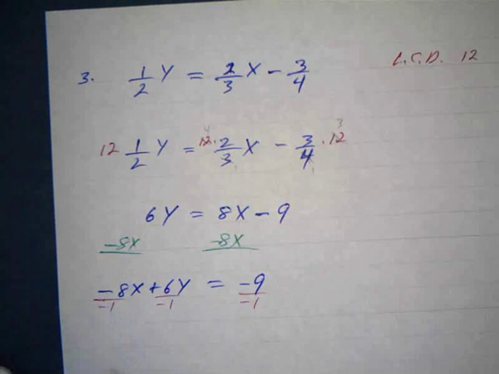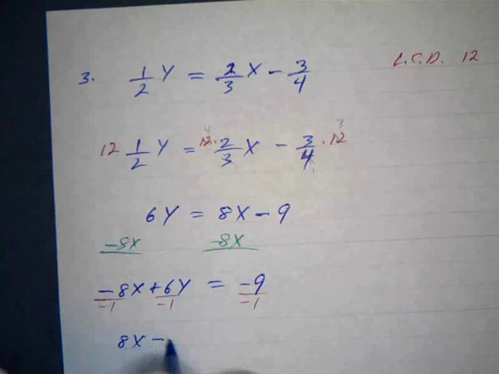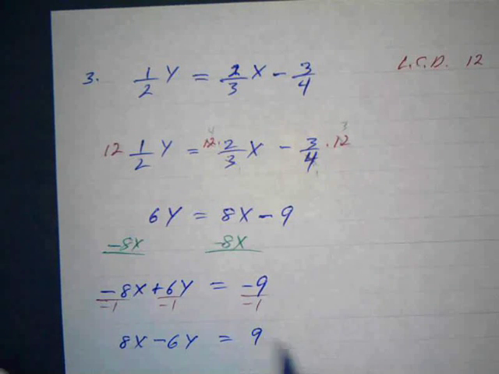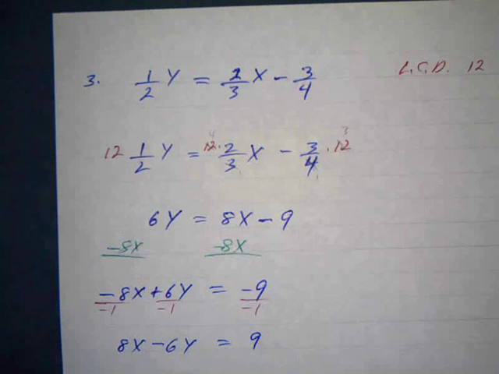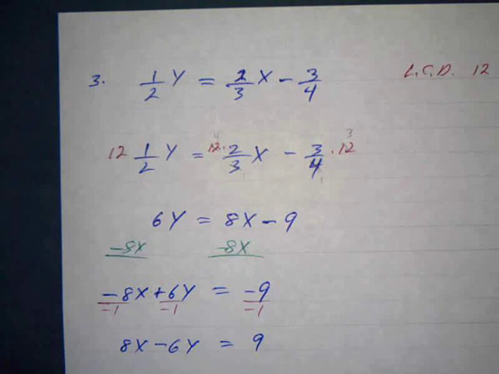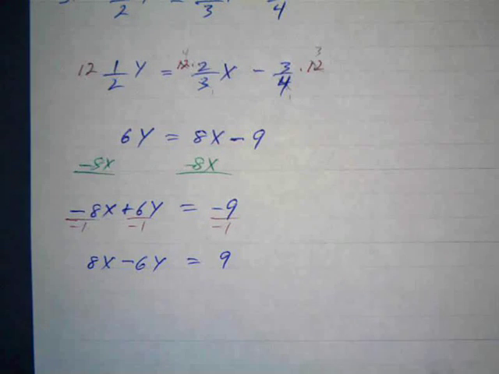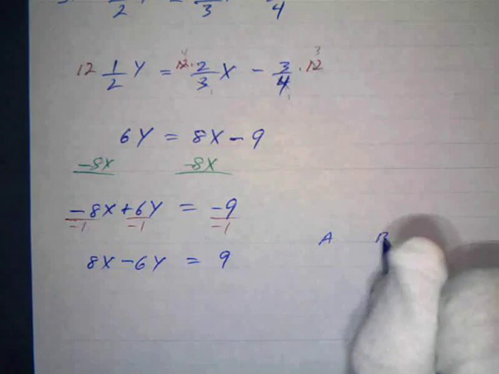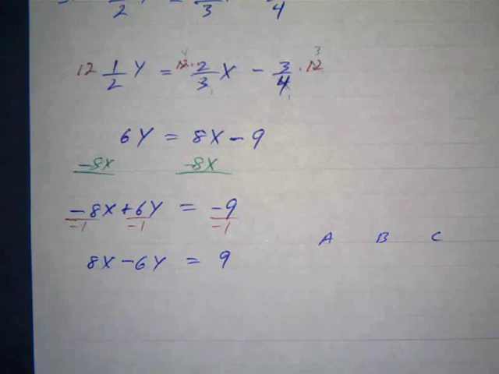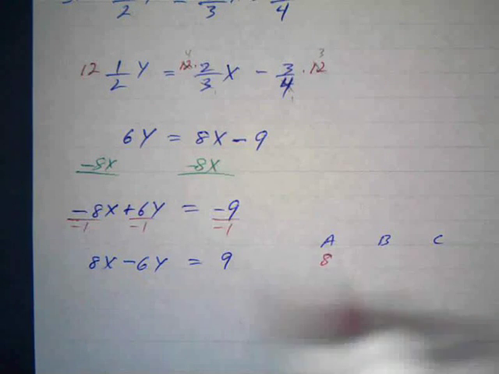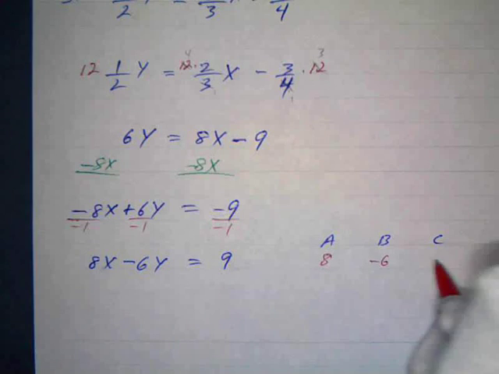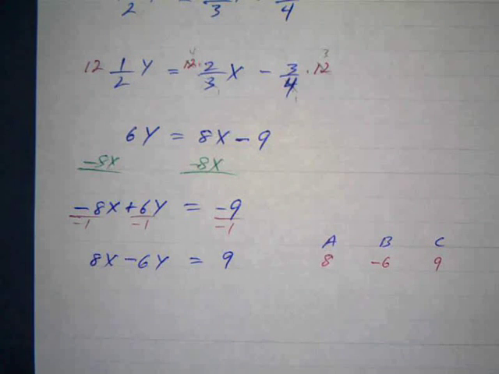So negative over negative is a positive, so I've got positive 8x. A positive over a negative is a negative, so I've got negative 6y. And a negative over a negative is a positive, so I've got positive 9. Now, if I would have changed all those signs, I would have just had a positive, negative, positive. So it's the same idea. And now this looks like it is in standard form. And I could always identify my A, B, and C once it's in standard form. So A is what? 8. B is negative 6. And C is 9. So there's your standard form.